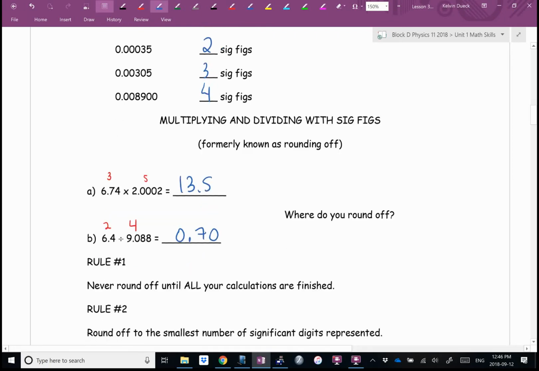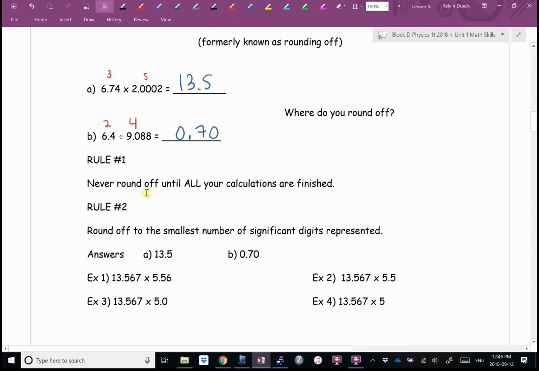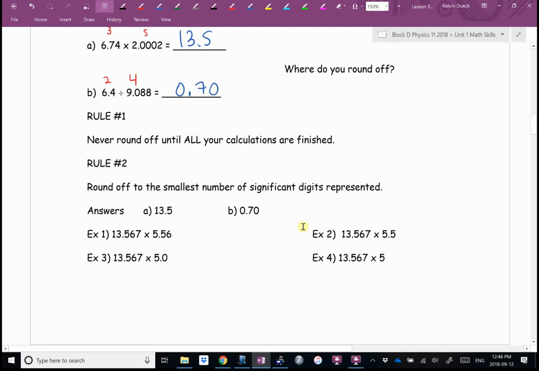Okay? So, rule 1, never round off until everything is done. Rule 2, round off to the smallest number of sig figs represented in your original data. Okay? So there's the answers, but we wrote them up there. Example 1, 2, 3, and 4 are almost identical. I've just tweaked things slightly.